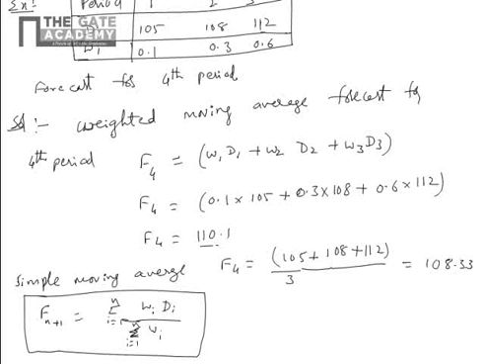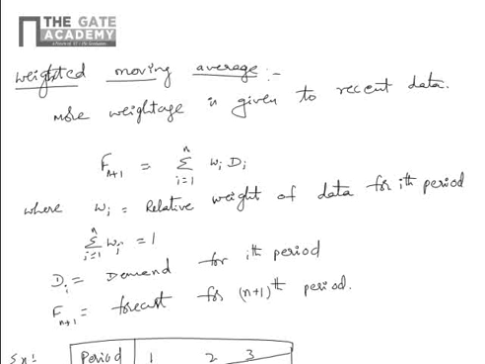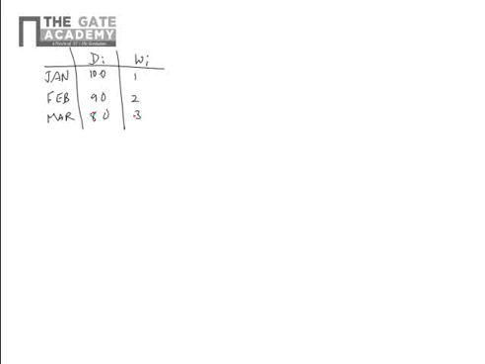So we do one problem based on that, giving weights other than fraction values, which gives a clear picture of the weighted moving average. Suppose demand for Jan, Feb, March. Demand values are 100, 90, 80. The weights are 1, 2, 3.